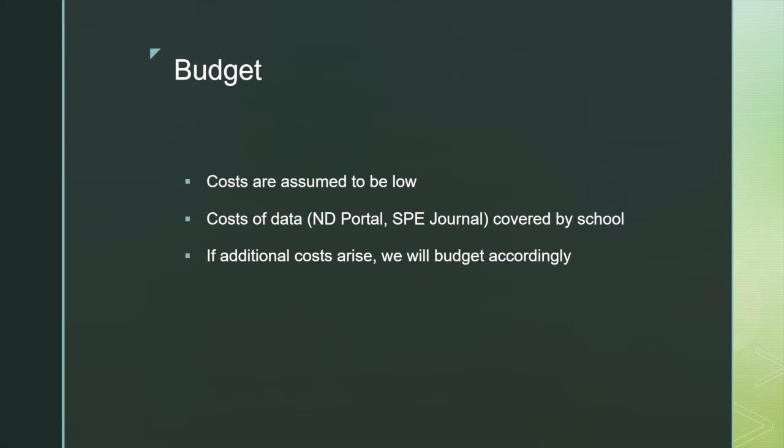At this time in the project, we assumed our budget to be $0 because we were really not making anything. We're more determining a plan, and our costs for this project are low. The costs we've encountered already are the cost of data, which is the North Dakota portal and the SPE journal. Both of these are covered by the LSU department and included in our fees, so we have not paid out of pocket for this yet. If other costs arise, we will budget accordingly and we will accommodate that.